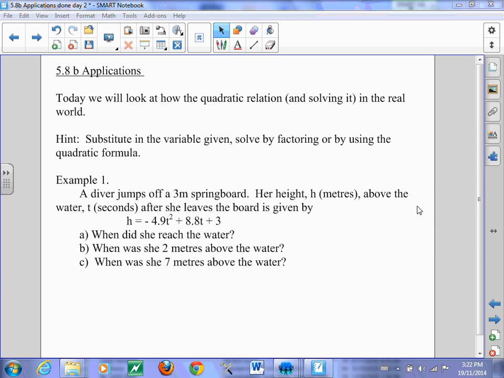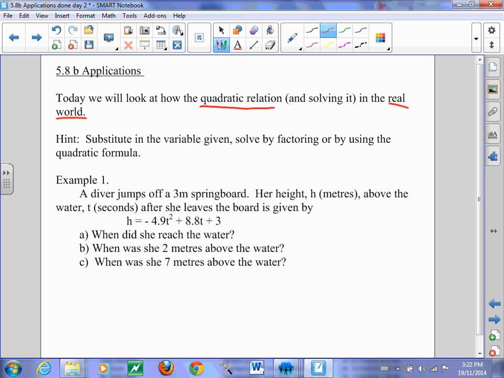So we just did the warm-ups, and I have the answers posted on the website if you need some help with that as well. So today we're getting into the applications. What we're going to do is take the quadratic relation and solve it with real-life or real-world applications.